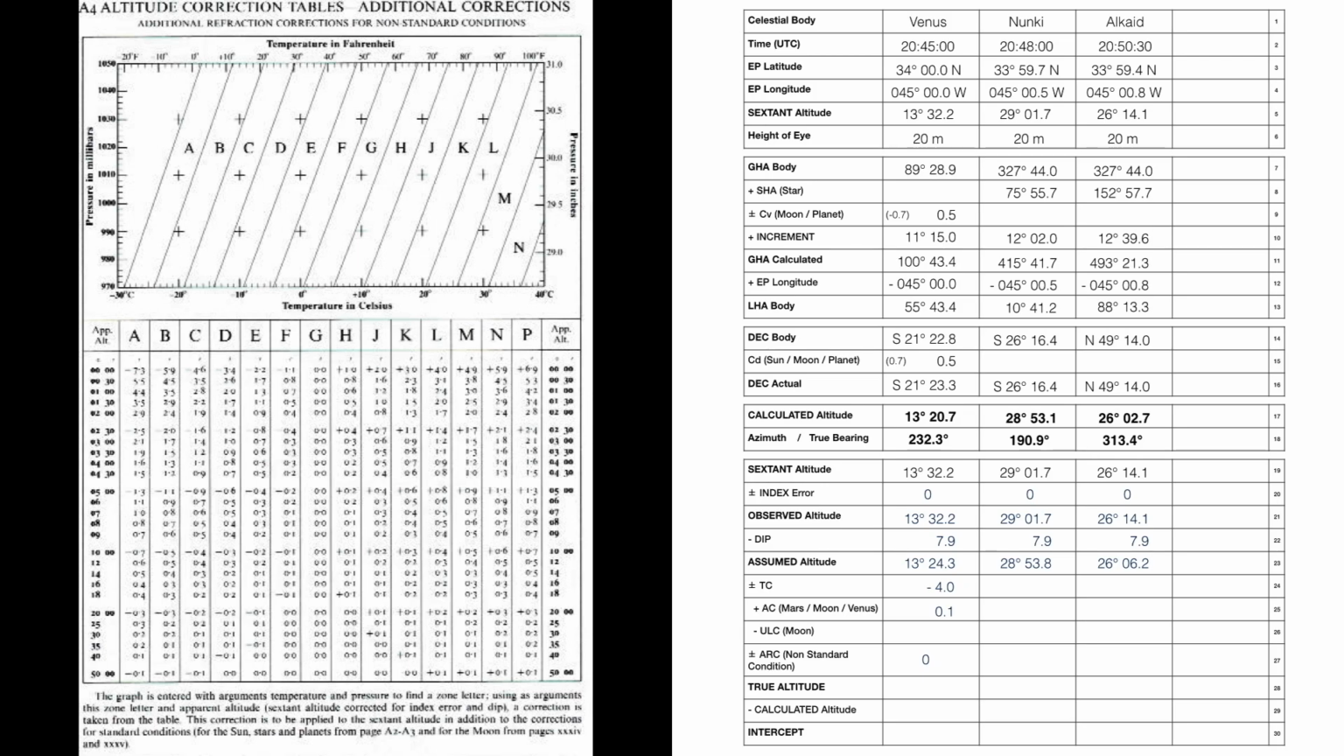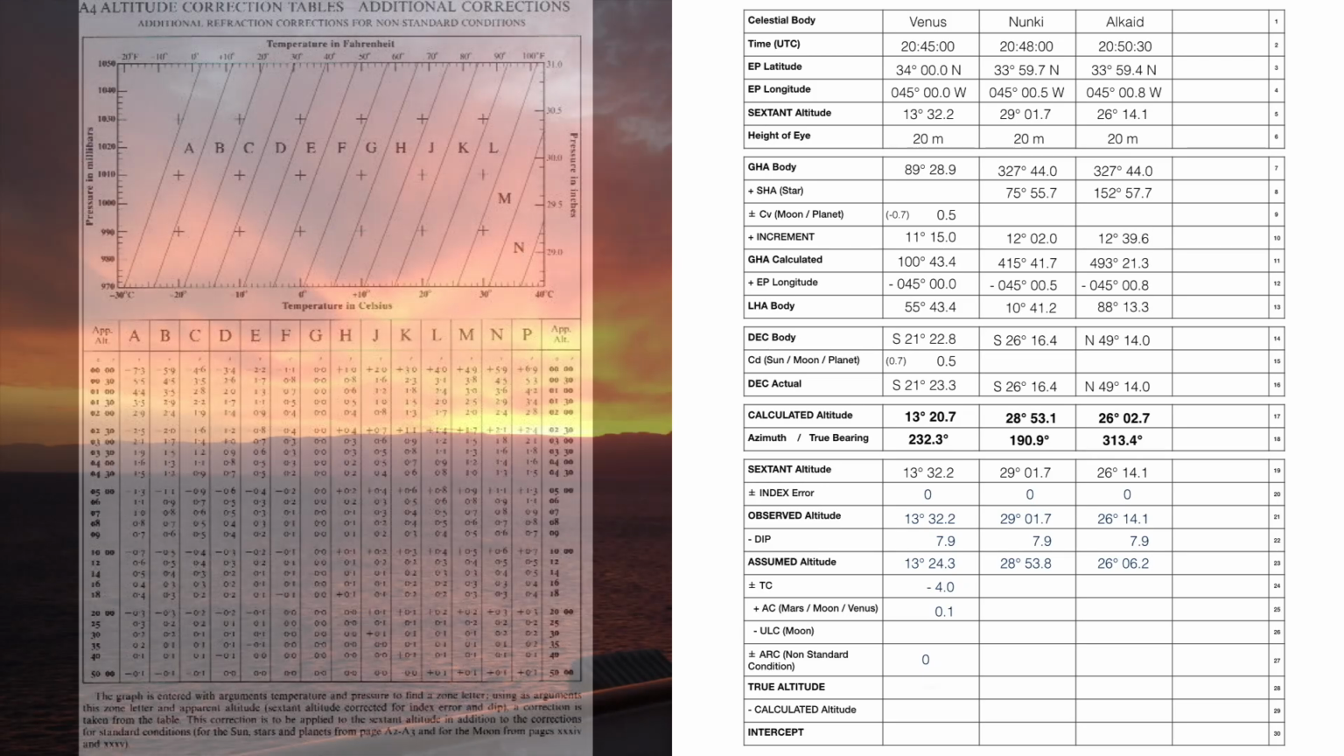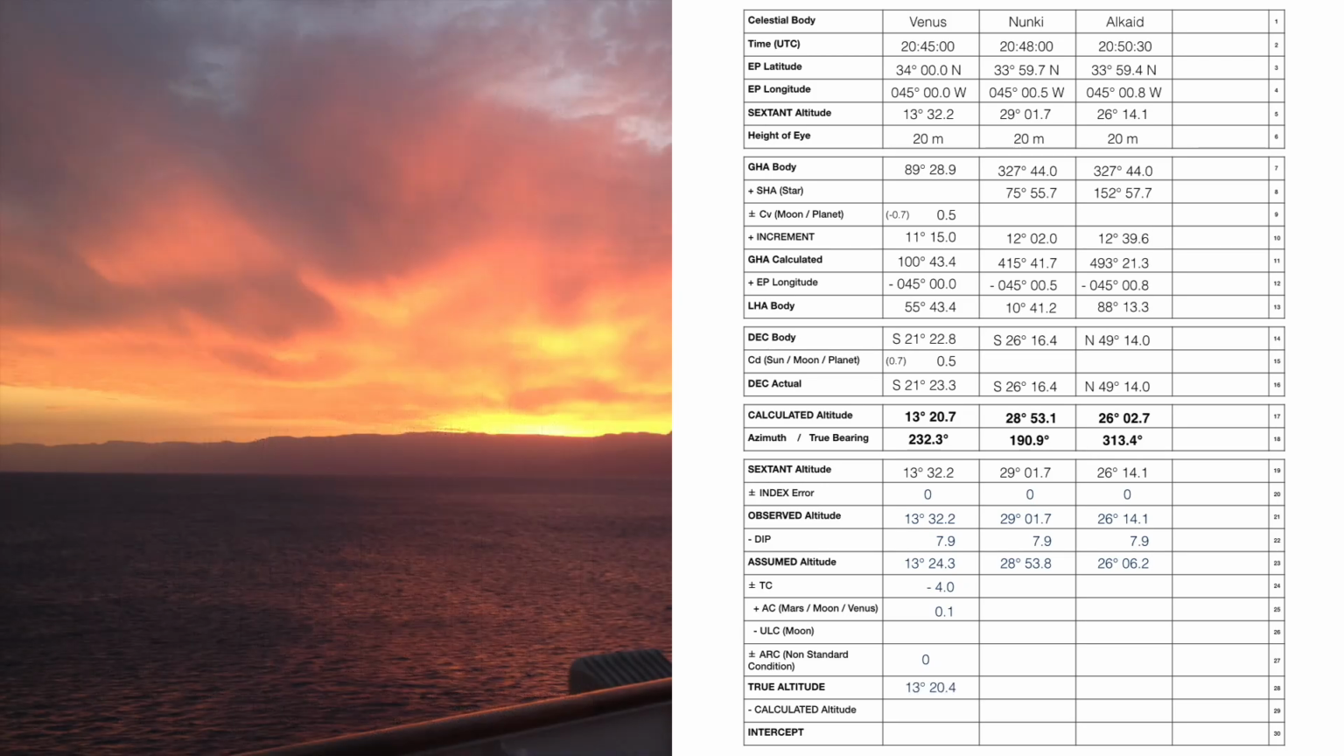So when we put it all together, we obtain a true altitude for Venus of 13 degrees 20.4 minutes. To then calculate our intercept, we simply subtract the calculated altitude from our true altitude, which gives us negative 0.3. I'll leave you to work out the intercept for our stars yourself. If you want to do it, you can pause now. Otherwise, here's the correct values that you should have.